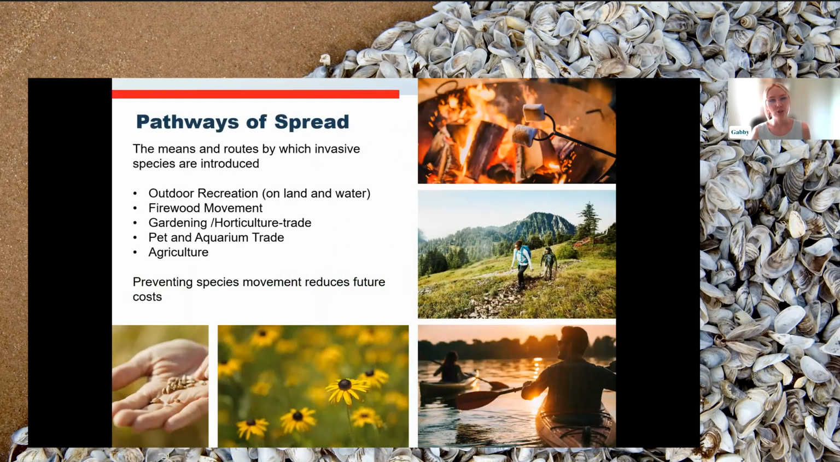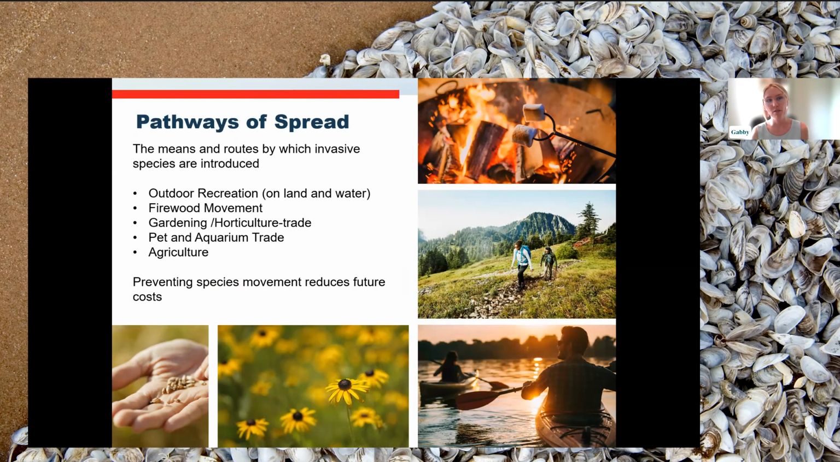And I did mention earlier pathways of spread. So what exactly are pathways of spread? That's the focus of the Canadian Council on Invasive Species. We're looking at human-made pathways typically. However, there are natural pathways that invasive species can spread. So think about water or wind dispersal of seeds or species. That might be a way that species naturally move across a landscape and into new areas.